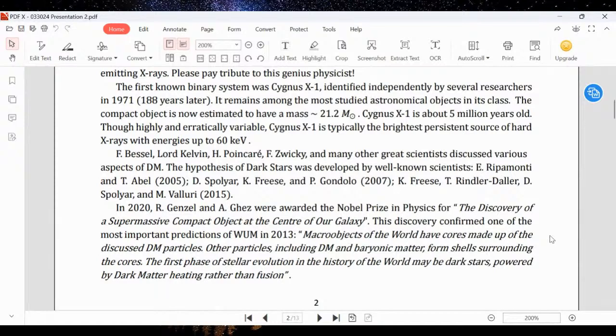Macro objects of the world have cores made up of the discussed dark matter particles. Other particles, including dark matter and baryonic matter, form shells surrounding the cores. The first phase of stellar evolution in the history of the world may be dark stars powered by dark matter heating rather than fusion.